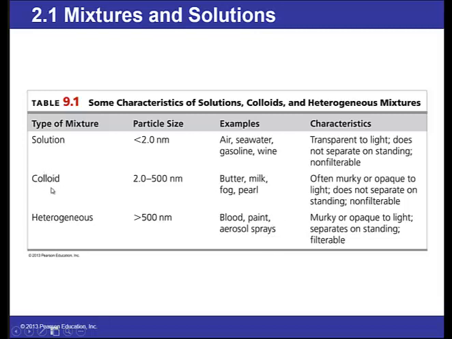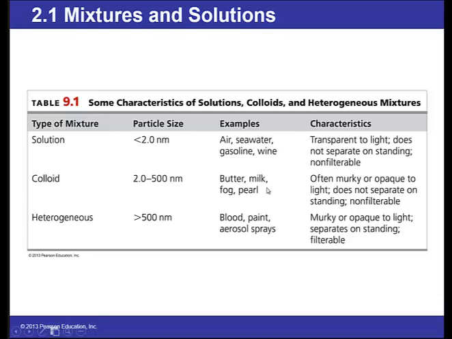Things that are colloidal, these are our homogeneous mixtures that look uniform throughout. You can have things that have larger particle sizes, the mid-range from 2 to 500 nanometers. Things like butter, milk, fog, pearls. These are often murky or opaque, and they don't separate on standing, so they're not filterable. You can't filter solid stuff out of these.